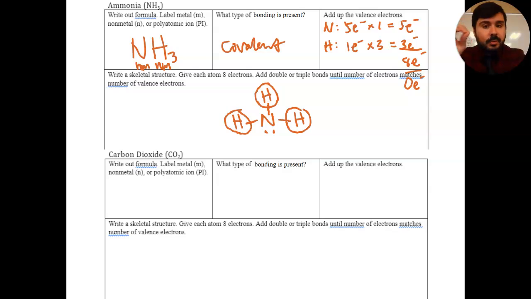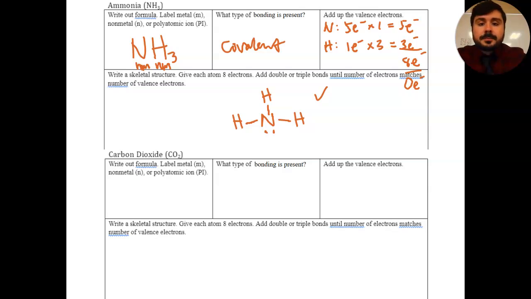But again, if we remember, hydrogen, like 9 times out of 10, is the exception. Hydrogen only needs 2 valence electrons as opposed to the 8 with other ones. So because of that reason, all 3 of these H's are good to go. So yes, this is a good Lewis structure. This is the Lewis structure for ammonia, NH3, okay?